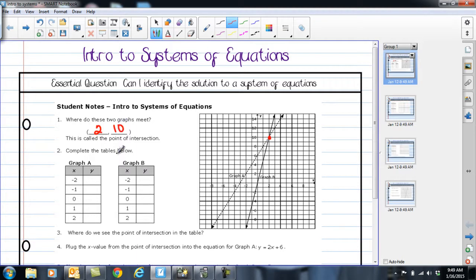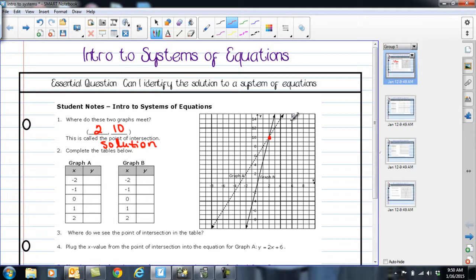This is what we call the point of intersection, or the solution. The word solution means it's where the two graphs meet. At least for a system of equations, the solution is the intersection point. They're the same thing. Now we're going to complete these tables based on what we see in the graph.